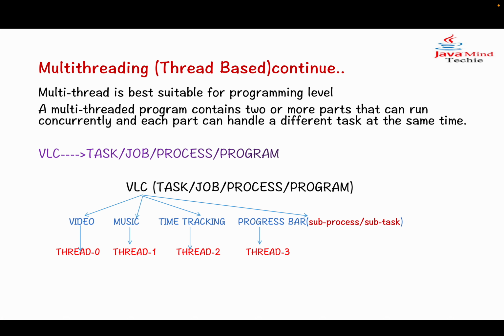I explained the same thing very clearly here. Multi-threading is thread based, already told you. Multi-threading is best suited for programming level, because if you are going to write any application or program, that time you need to use thread related concepts. A multi-threaded program contains two or more parts, meaning two or more operations, tasks or jobs that can run concurrently, and each part can handle a different task at the same time.